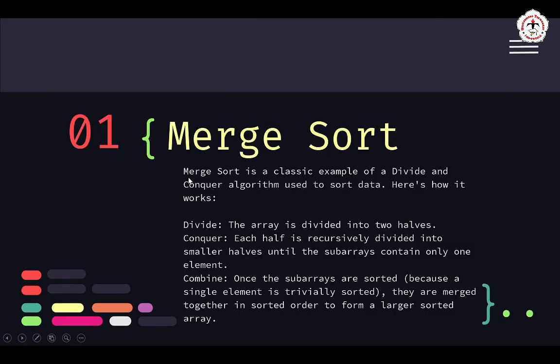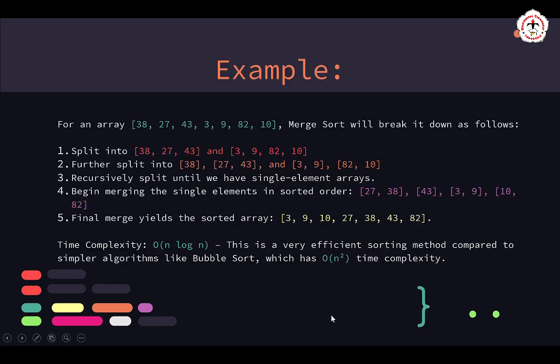First, merge sort. Merge sort is a classic example of a divide and conquer algorithm used to sort data. Here is how it works. Divide. The array is divided into two halves. Conquer. Each half is recursively divided into smaller halves until the subarrays contain only one element. Combine. Once the subarrays are sorted, because a single element is trivially sorted, they are merged together in sorted order to form a larger sorted array.